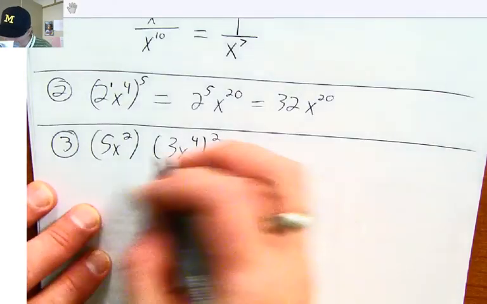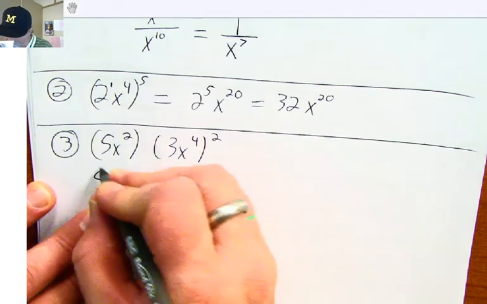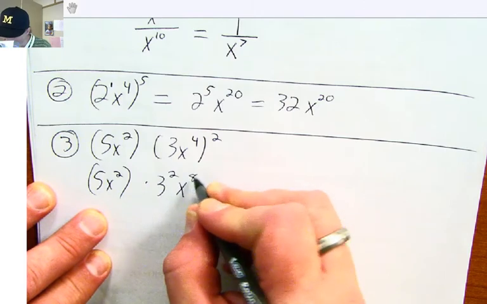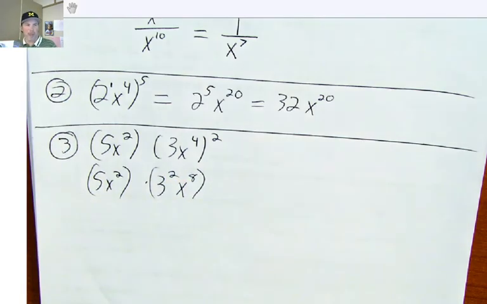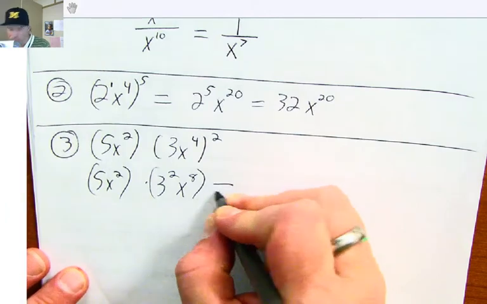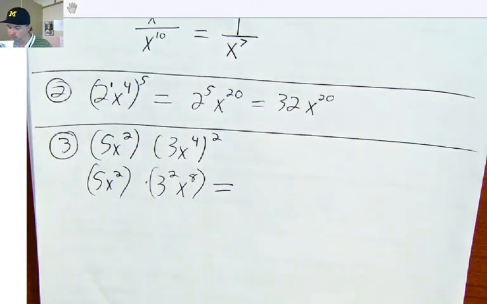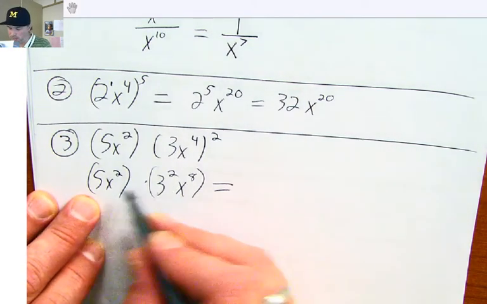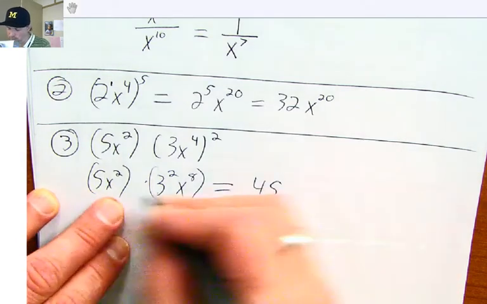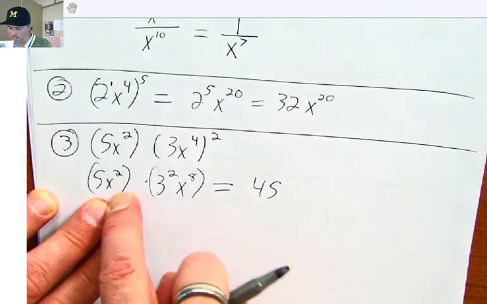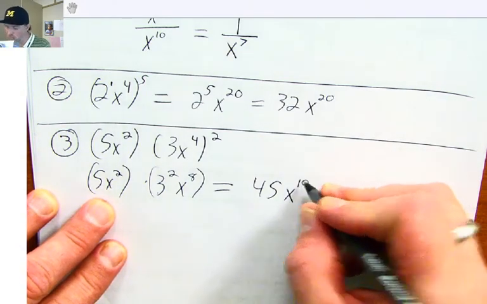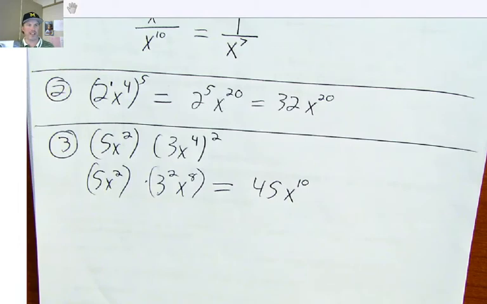So you apply the power property. This stays 5x squared. This becomes a 3 squared and x to the 8. So we've applied the power property, which does multiplication. Now we do the product property, which involves addition. Numbers, you have 3 squared, which is 9, times 5, that's 45. And then variables, this is your product property, x to the 2 times x to the 8, 8 plus 2 or 2 plus 8, that's 10. So I have a final answer of 45x to the 10.